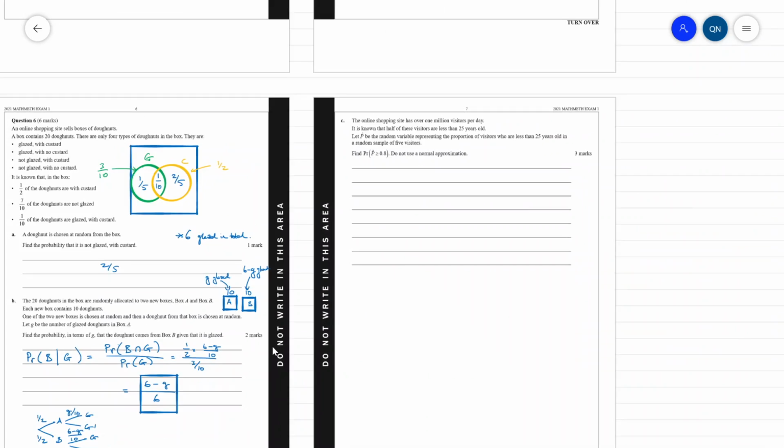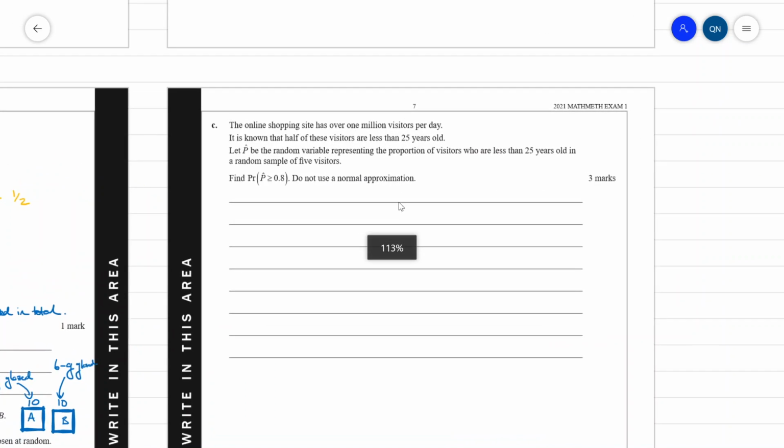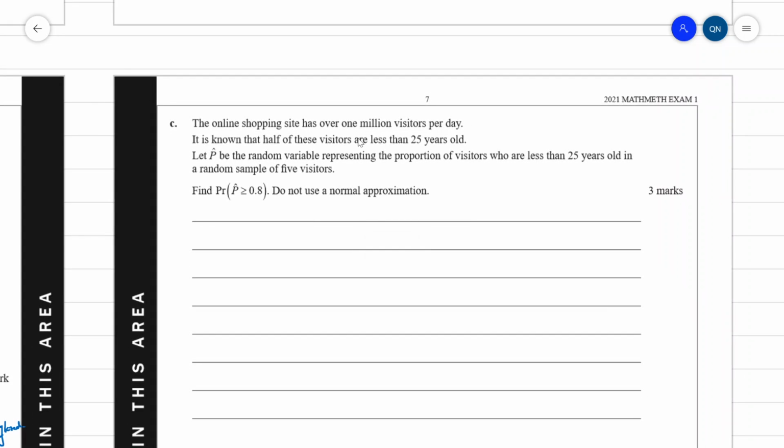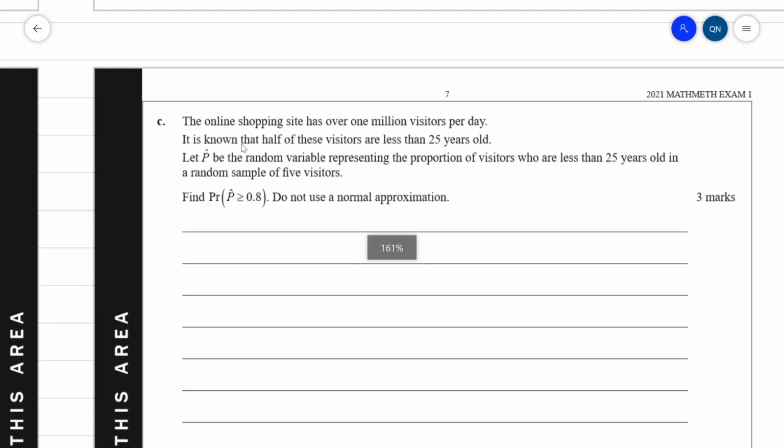Very confusing question. Oh, we got part C as well. Oh dear. So an online shopping site has over 1 million visitors per day. So 1 million is a very big population over here. It is known that half of these visitors are less than 25 years old.